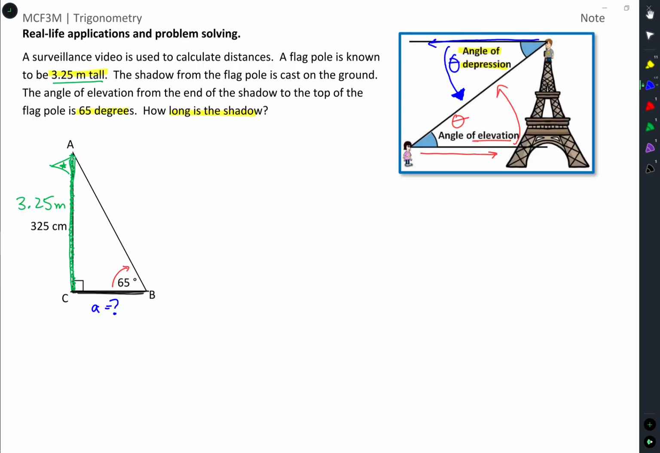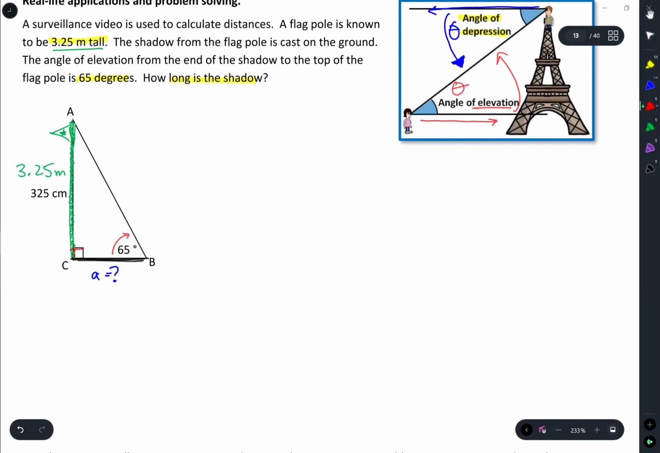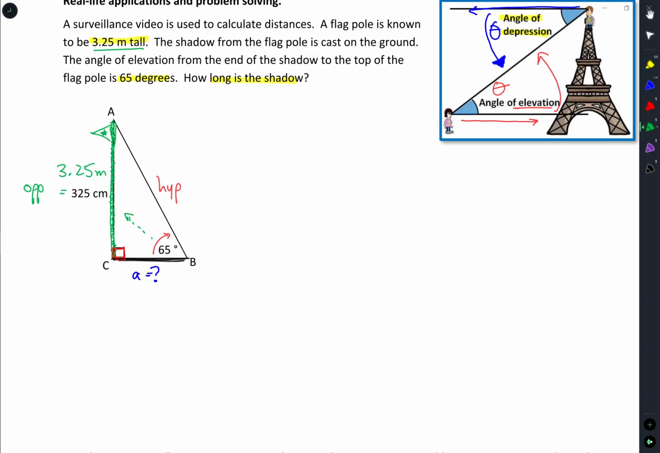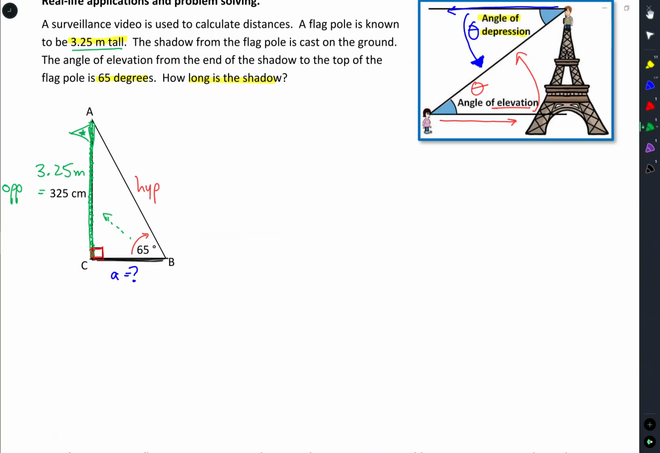So what we need to do is figure out the names of sides in the triangle. From there we can figure out an identity, sine, cos, tan, and we're off and running. So let's label a couple sides. First up, there's our right angle. So this is the hypotenuse, the diagonal line. The flagpole then must be our opposite side because we know that angle is 65. So this is the opposite side, 3.25 meters or 325 centimeters. That leaves side A, and that must be the adjacent. It's next to the 65-degree angle. It's the last side that we don't know.